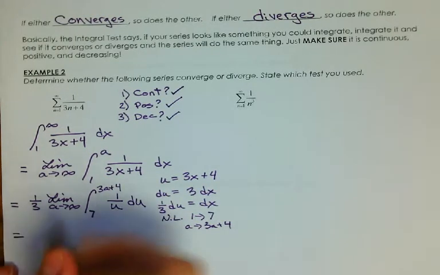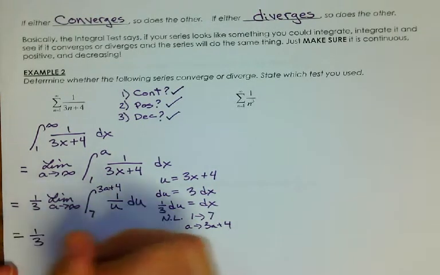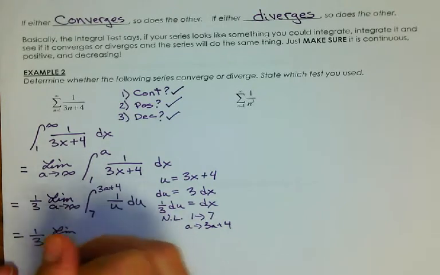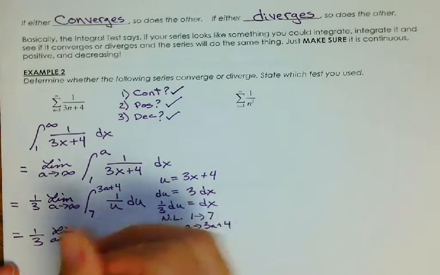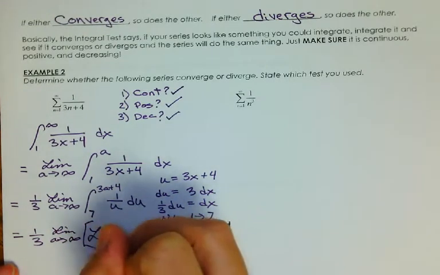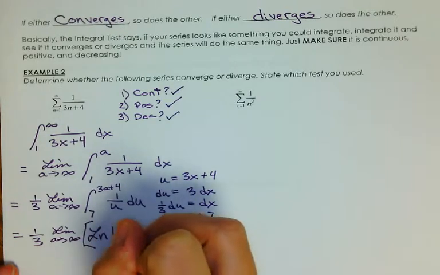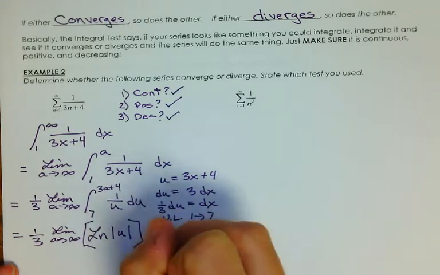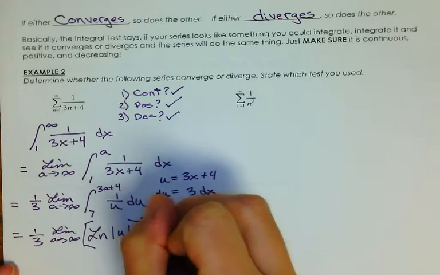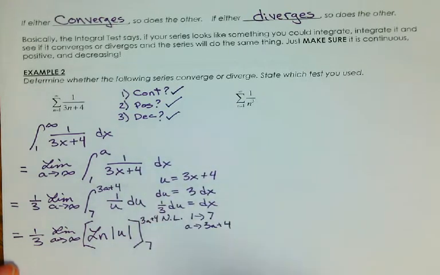So I've still got this 1/3, right? I haven't taken the limit or anything, so this part kind of comes down. So you just rewrite this as the limit as a goes to infinity. Now I am integrating this, so that's going to give me ln absolute value of u, okay? And we're going to evaluate that from 7 to 3a plus 4. I can kind of squeeze that in there.